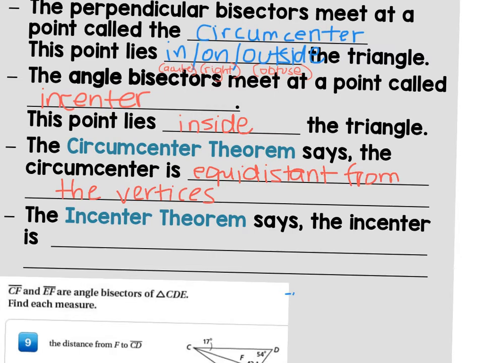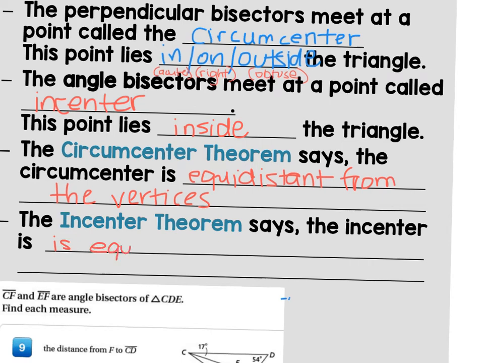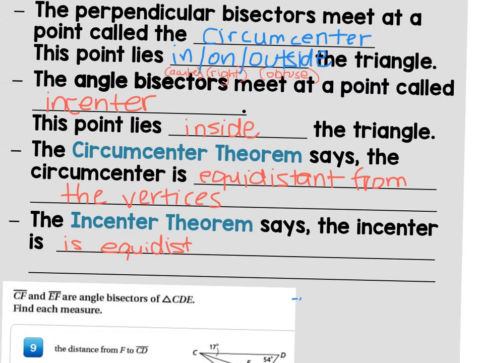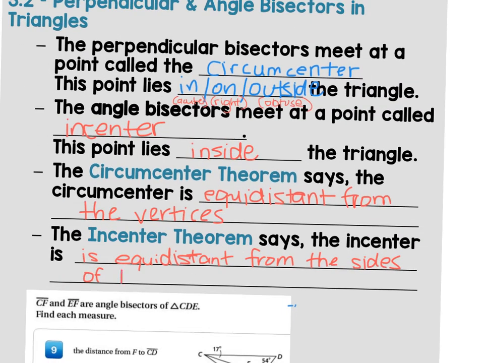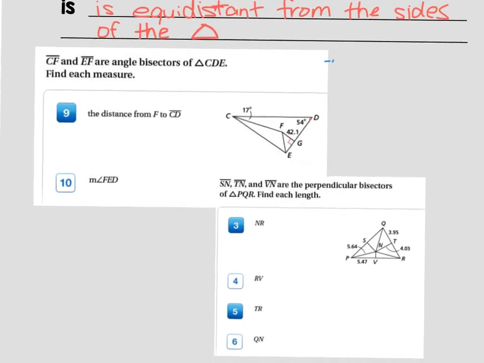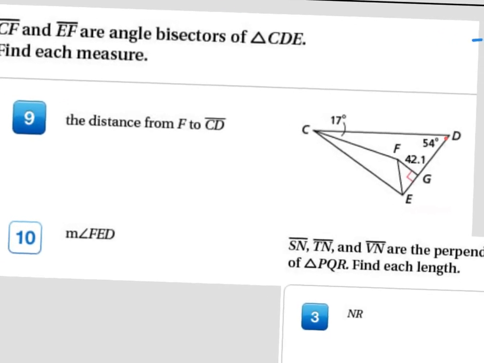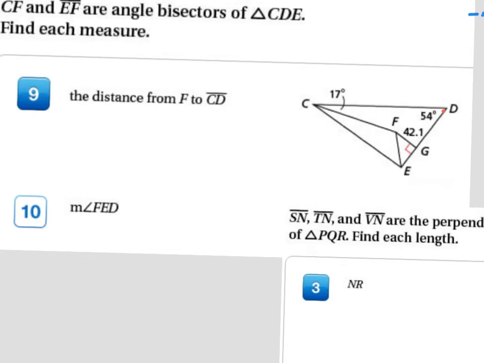The incenter theorem says that the incenter is, good, equidistant from the sides. And remember, those will have the little perpendicular marks. All right, so the first one, these are angle bisectors. I'm going to zoom in on that one. Okay, and you had one a little bit like this on your quiz, right? This would be my incenter. These would be congruent. These would be congruent.